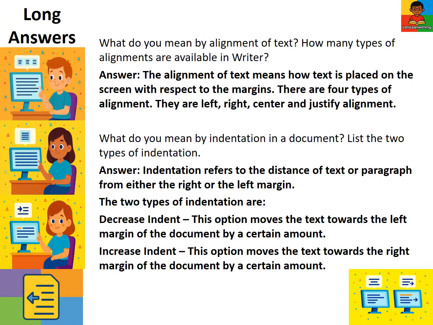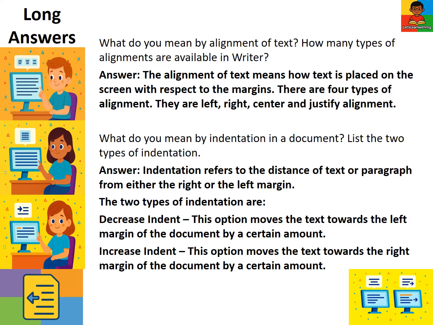Question: what do you mean by alignment of text? How many types of alignments are available in Writer? Answer: the alignment of text means how text is placed on the screen with respect to the margins. There are 4 types of alignment: left, right, center, and justify alignment.